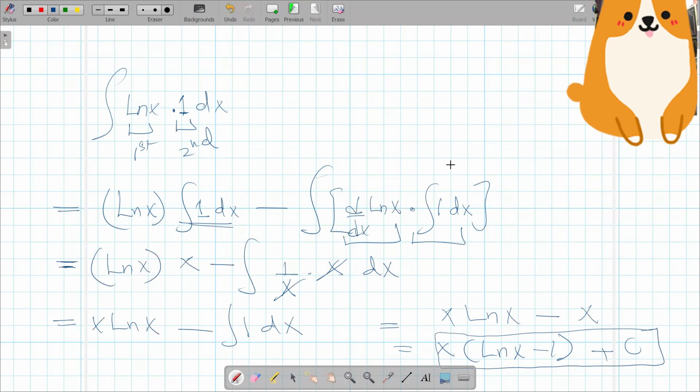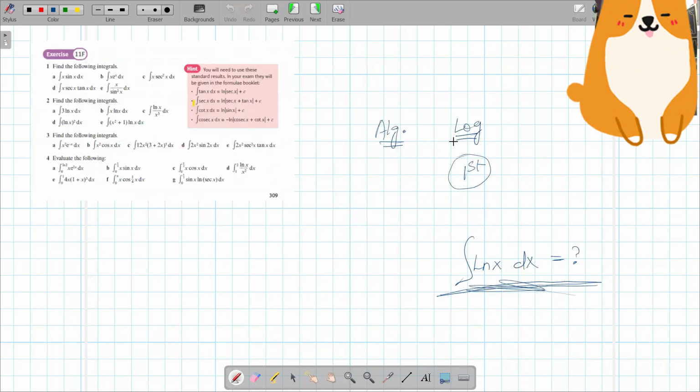Any questions? Okay. These are the exercises in this section. I think all of them are easy if you know the formula and you know the rules, which one should be taken as the first function and which as the second function. You can do all these questions. If you find any one difficult, you can ask me.